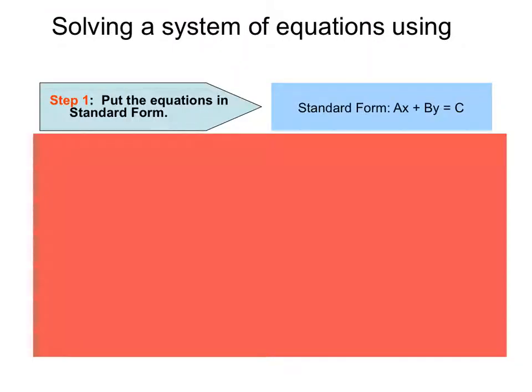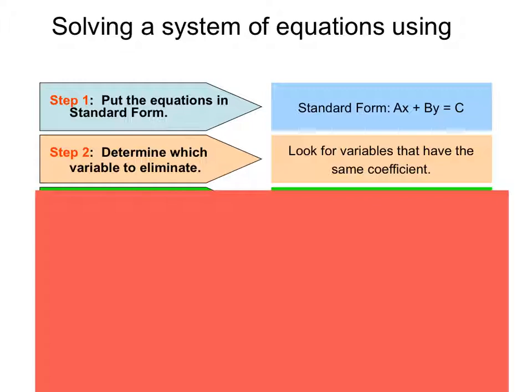Your steps for using elimination are as follows. Step 1 is to put the equations in standard form, and standard form will look like this: ax plus by equals c. The a, b, and c really just represent different numbers that are going to be in the problem. The x and the y will always be the variables, but a, b, and c can be replaced with any numbers that the problem happens to have.